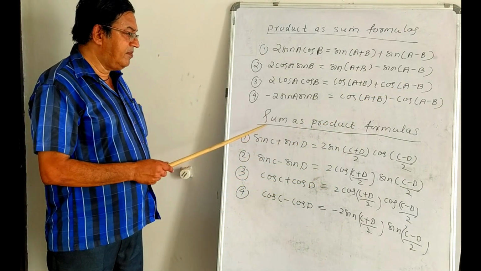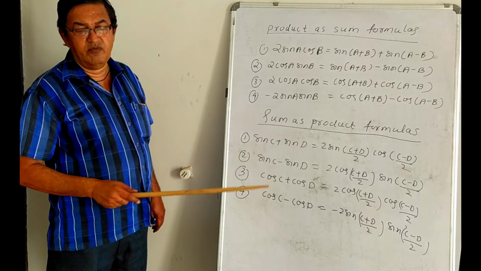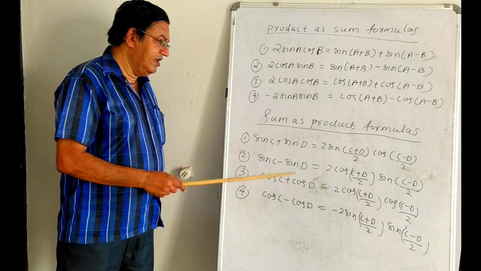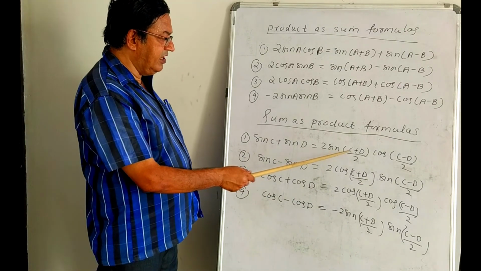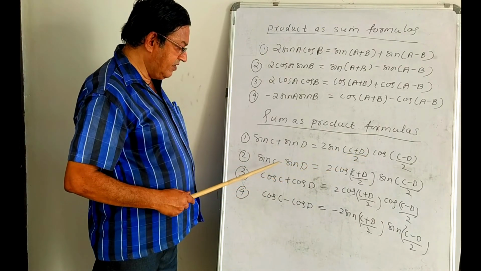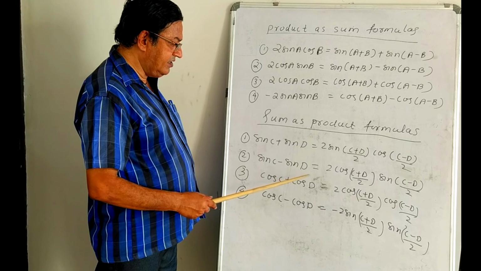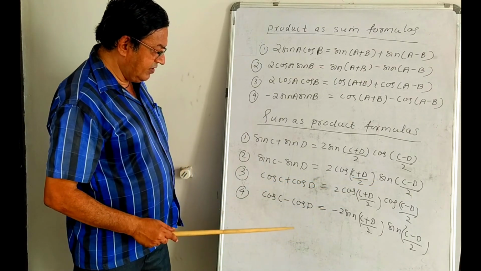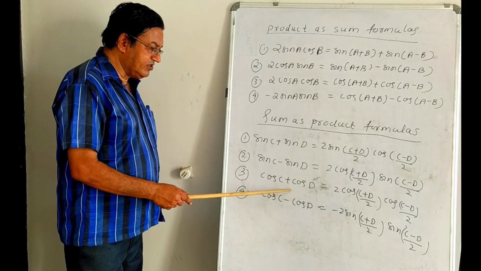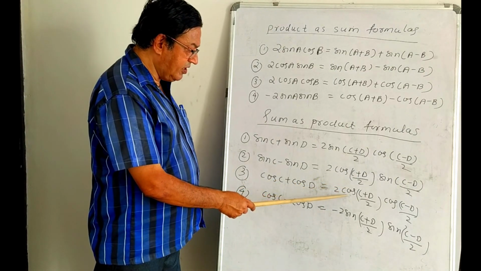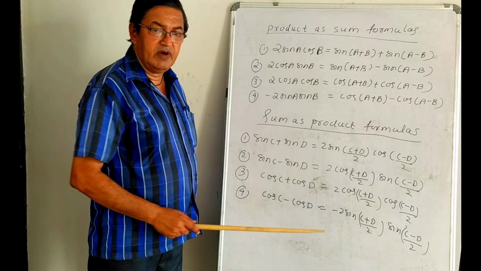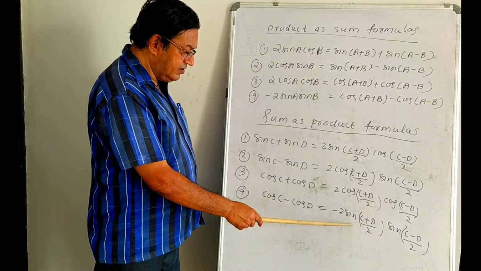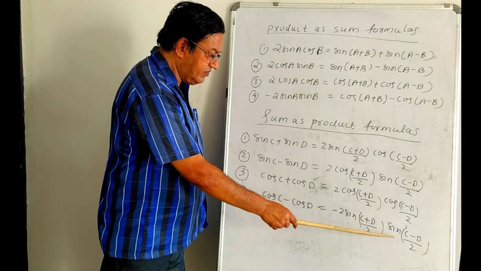And the last part is sum as product formulas. So here the first one is sin C plus sin D is 2 sin C plus D by 2 into cos C minus D by 2. Sin C minus sin D is 2 cos C plus D by 2 into sin C minus D by 2. Third one is cos C plus cos D, 2 cos C plus D by 2 into cos of C minus D by 2. Cos C minus cos D is minus 2 sin C plus D by 2 into sin of C minus D by 2.